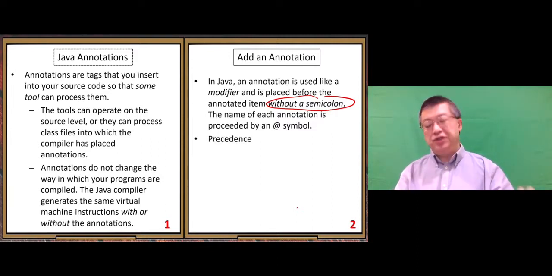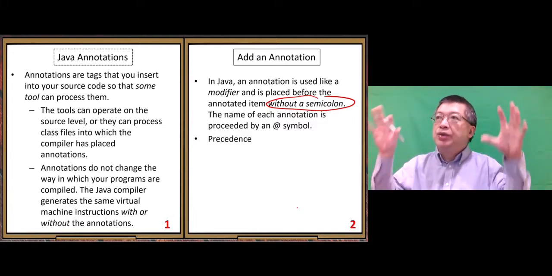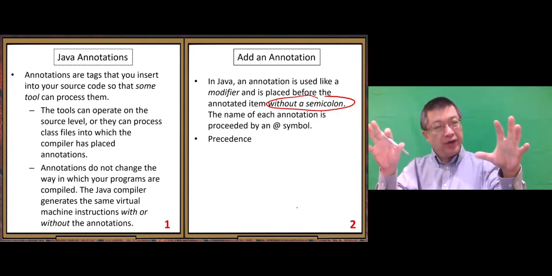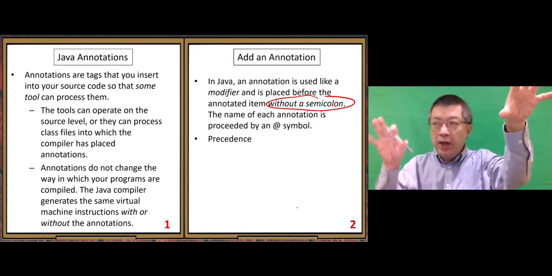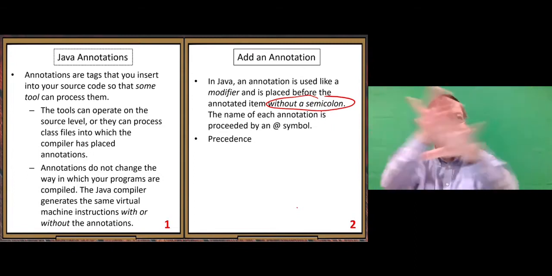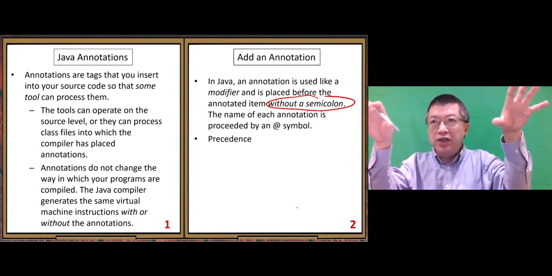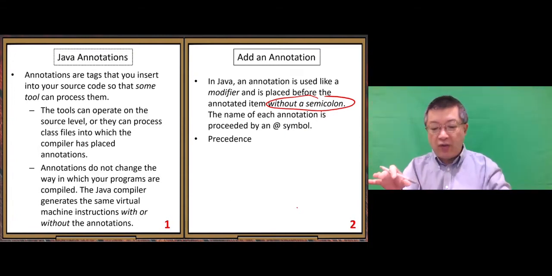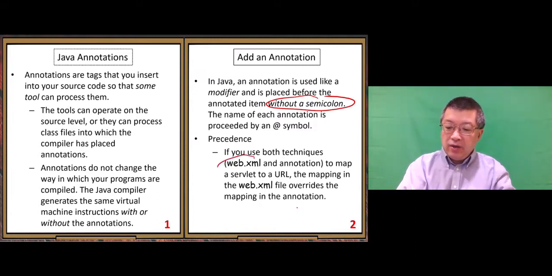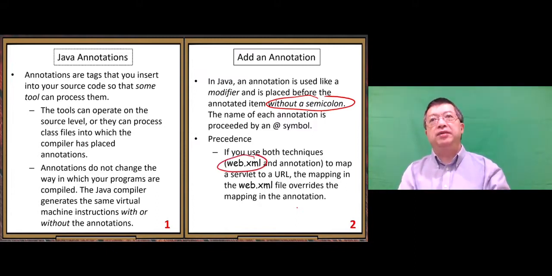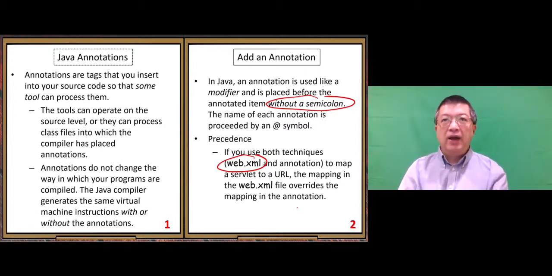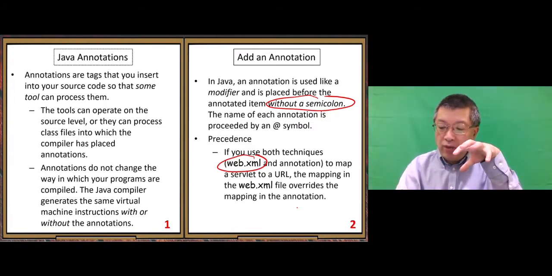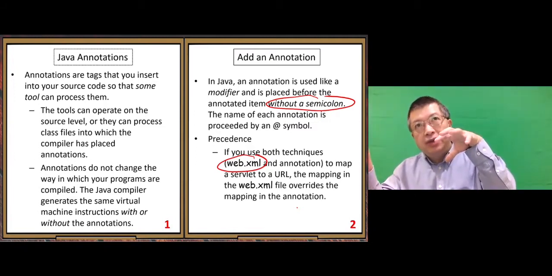Then next one, precedence. Because we can use two ways to do a servlet configuration, web.xml way and the annotation way. Which one takes the precedence? So that means if we do both, which one has the higher priority? For that question, web.xml has the higher priority. So if you apply two ways, then the web.xml way will override the annotation way.